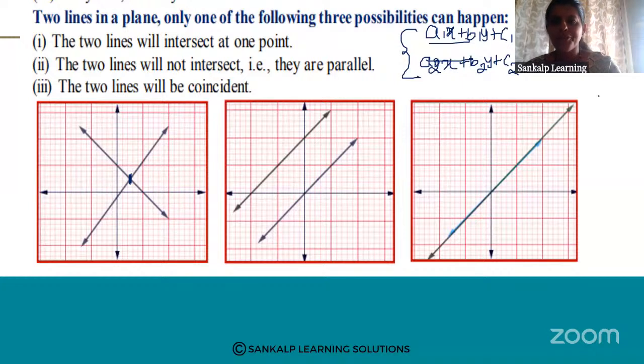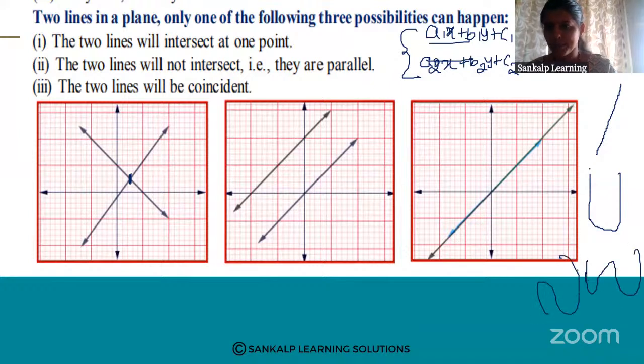When the equation is linear, then always the graph should be a straight line. When the equation is quadratic, then the graph is parabolic. For cubic, it comes like this. So this is quadratic and this is for linear.